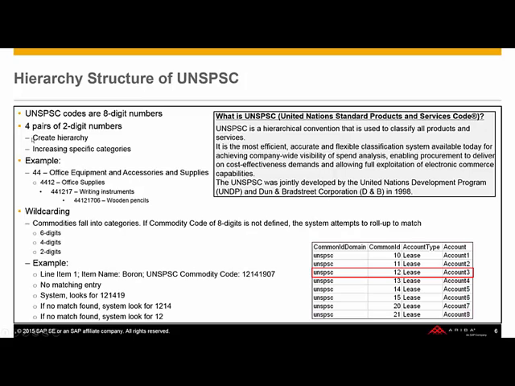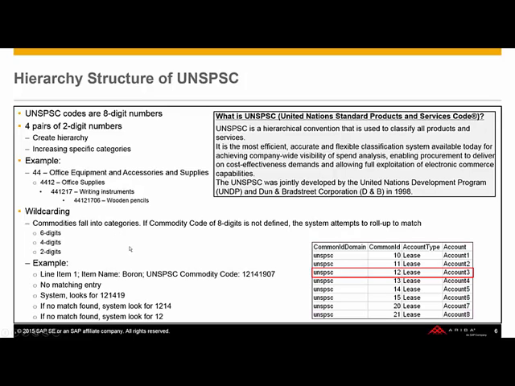As I showed in the previous slide, there can be a hierarchy of these 4 pairs of 2-digit numbers, and it can go anywhere from 2 digits down to 8 digits. So here is a simple example. 44 is office equipment and supplies. If I drill down one level further, that would be office supplies, 4412. If I take that one step further, 441217, that's writing instruments. And at the most specific level, 44121706, that's wooden pencils. So you can see how we get more specific and granular as we go.